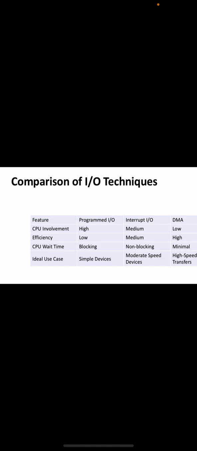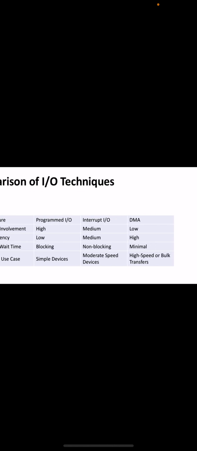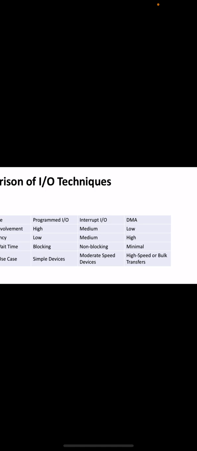And then the ideal use case for programmed I/O is simple devices, so maybe your phones, tablets, and other stuff. Then interrupt I/O is used for moderate speed devices, and the DMA is used for high speed or bulk transfers.